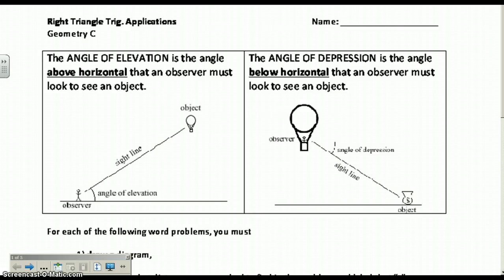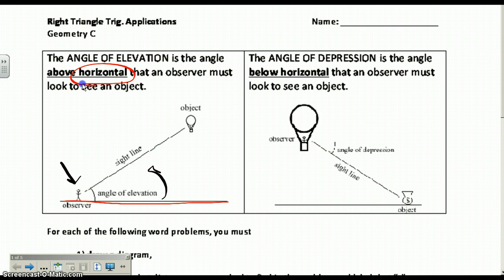Okay, if you're looking at these notes on page 10, take a look at the top. We've got 2 definitions here, the angle of elevation and the angle of depression. The angle of elevation is the angle above horizontal that an observer must look to see an object. Down here you see our observer, and he's looking up at an angle of elevation. What you'll notice is it's always off the horizontal axis here.